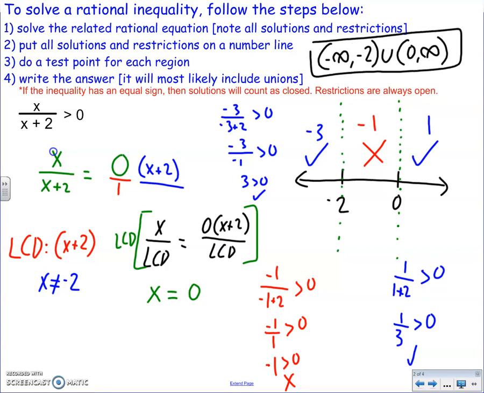If you want the other direction, you can say x, the set of all x's, such that x is less than negative 2 or x is greater than 0. Your choice.